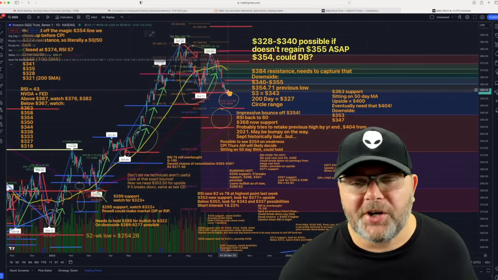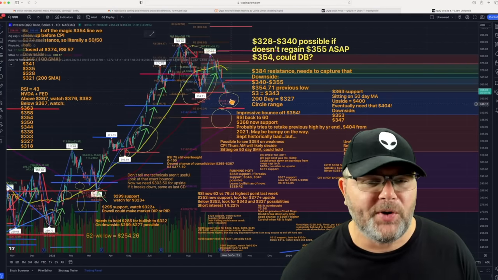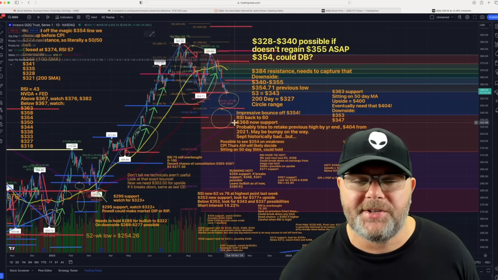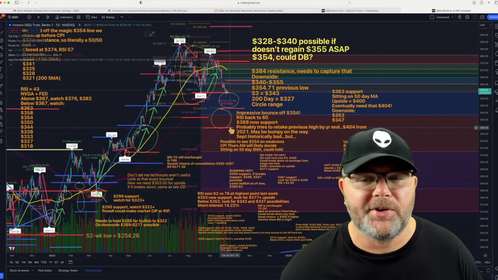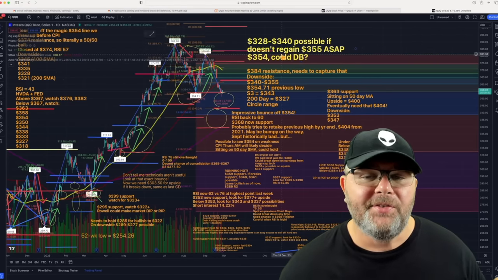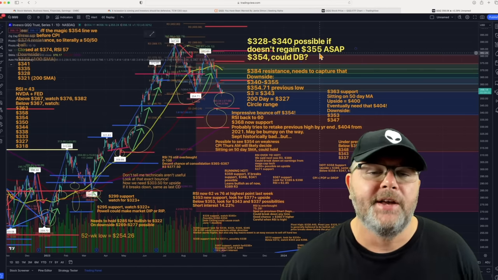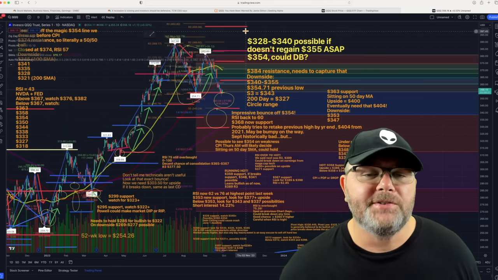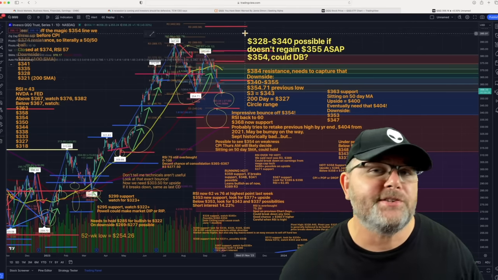And just to show you on a chart, we do chart day every single Wednesday, Patreon Discord at 9 a.m. Eastern. Wednesday, we talked about the possibilities here. The 200-day moving average is closer to $329, $328. So we said 328 to 340 possible a couple days ago, if it doesn't regain 354 ASAP. Well, we're at 356. So this could actually be a double bottom. You could see it pop up, but there's plenty of macro to keep an eye on. So let's talk through some of that.